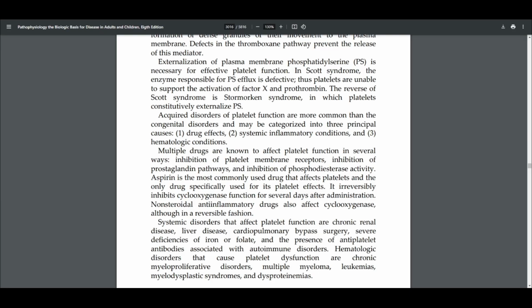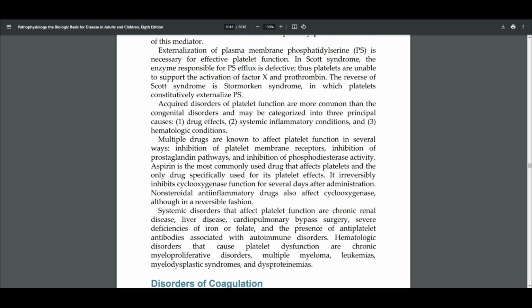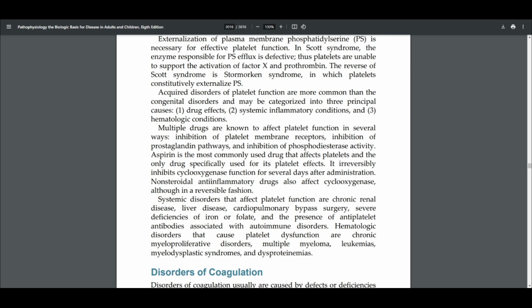Aspirin is the most commonly used drug that affects platelets and the only drug specifically used for its platelet effects. It irreversibly inhibits cyclooxygenase function for several days after administration. Non-steroidal anti-inflammatory drugs also affect the cyclooxygenase, although in a reversible fashion.